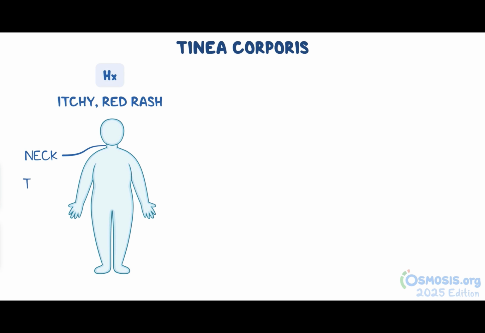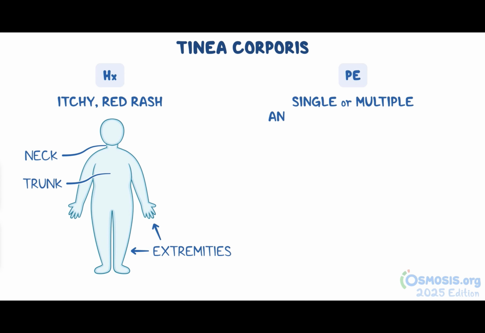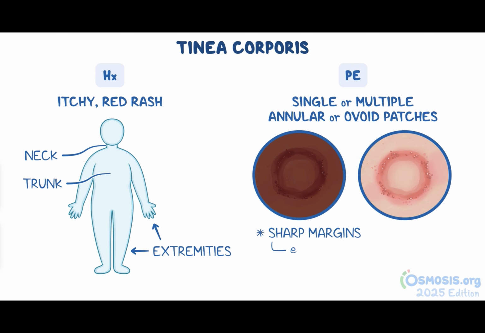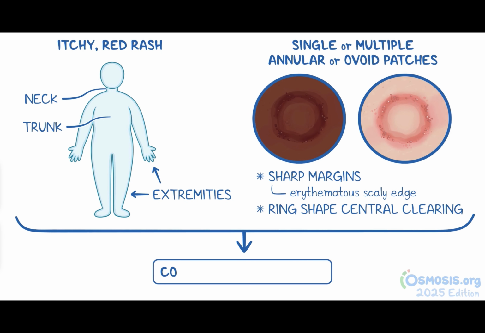Next up is tinea corporis. These patients typically report an itchy red rash, typically on the neck, trunk, or extremities. Physical exam will reveal single or multiple annular or ovoid patches, sharp margins with an erythematous scaly edge, and a ring shape with central clearing. With these findings, consider tinea corporis.